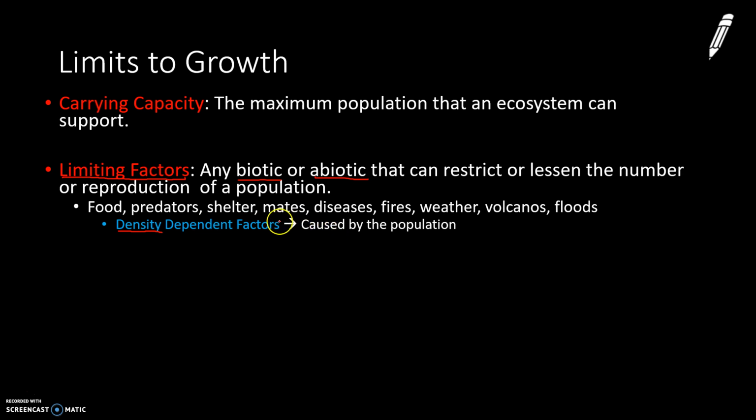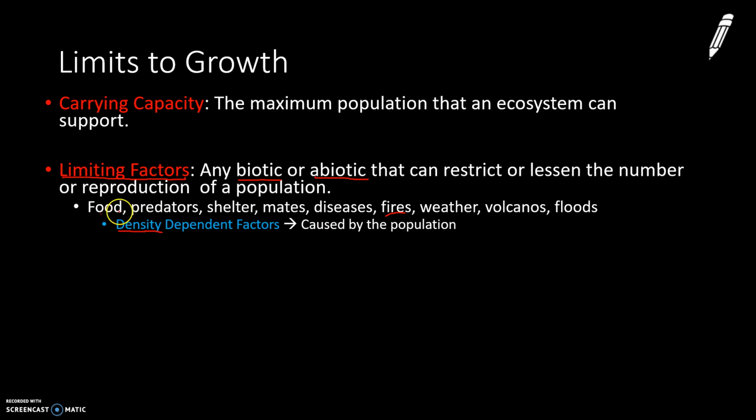So take a look at these examples of limiting factors. Food, predators, shelter, mates, disease, fires, weather, volcanoes, floods. Which of those would be caused by the population? Would the number of individuals cause a volcano to happen? No. Would the number in the population cause fires to happen? No. So density dependent factors are caused by the population, and examples of them are things like food.